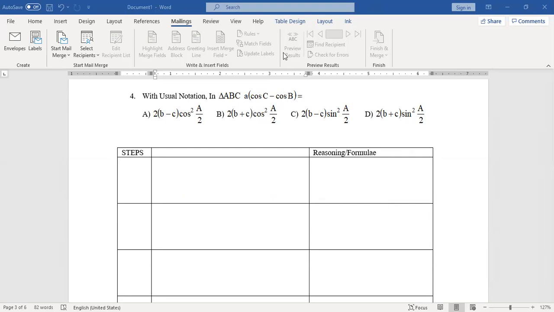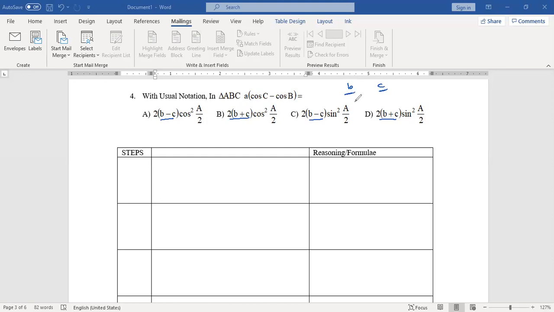A cos C minus A cos B equals which out of them? Which formula should I apply here? Cos C minus cos B. I didn't hear you properly. Cos C minus cos B is not a bad idea, but can you think of a little faster way? Our answer requires B and C, B plus C, B minus C. So there is an involvement of B and C. Where do you come across B and C as well as cos A, cos B?